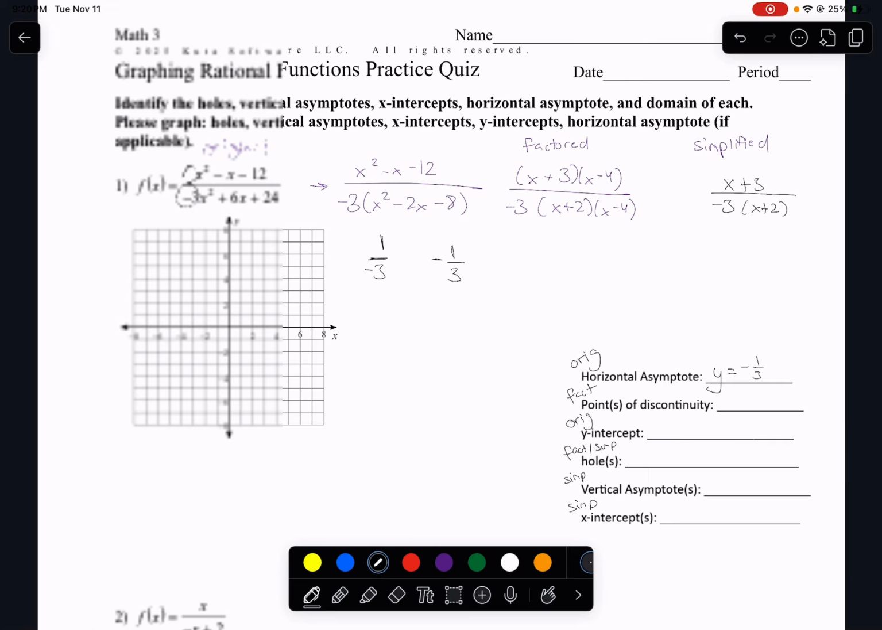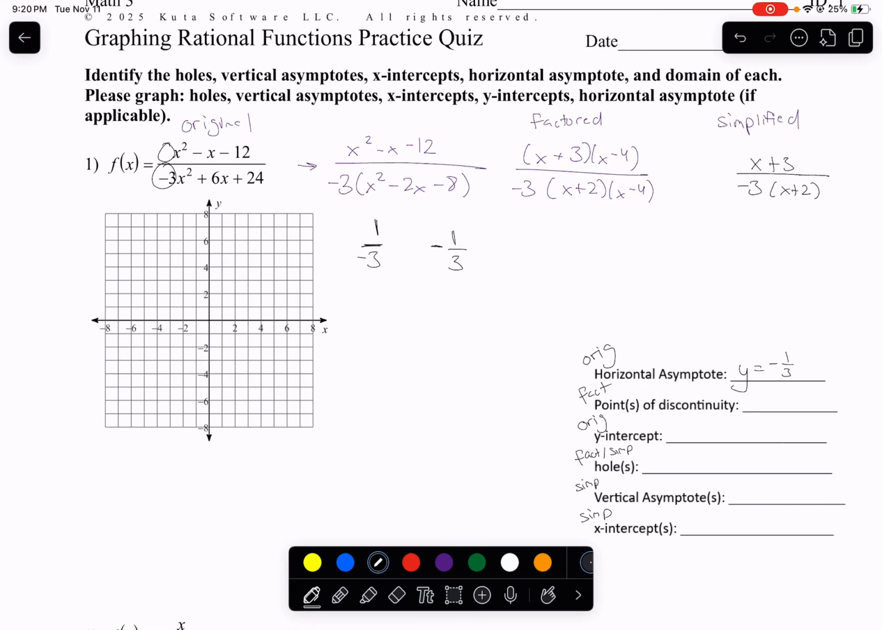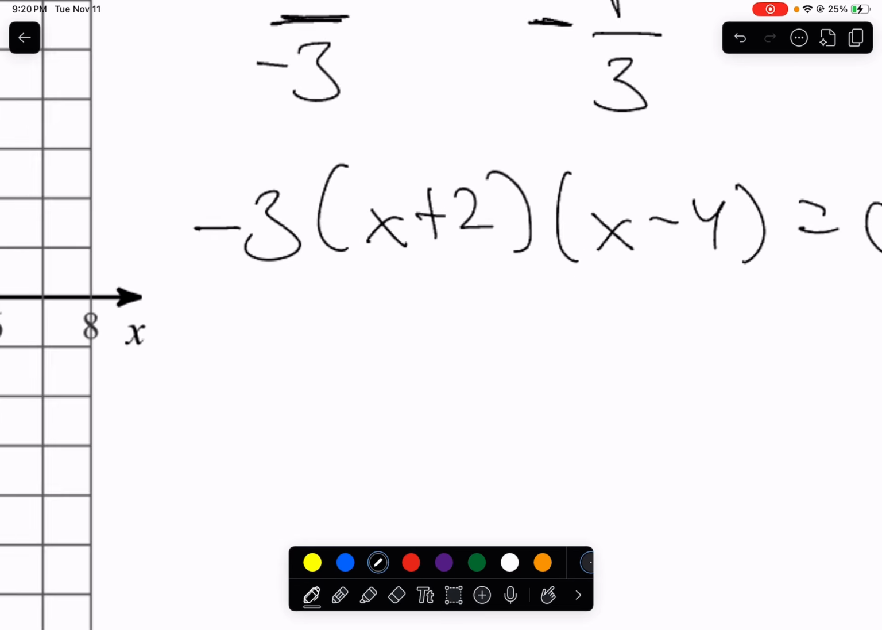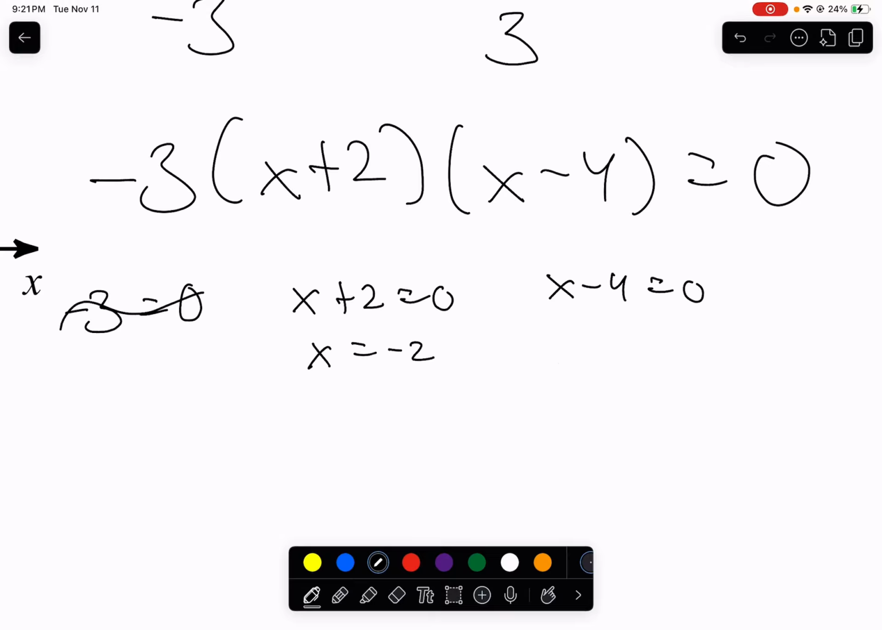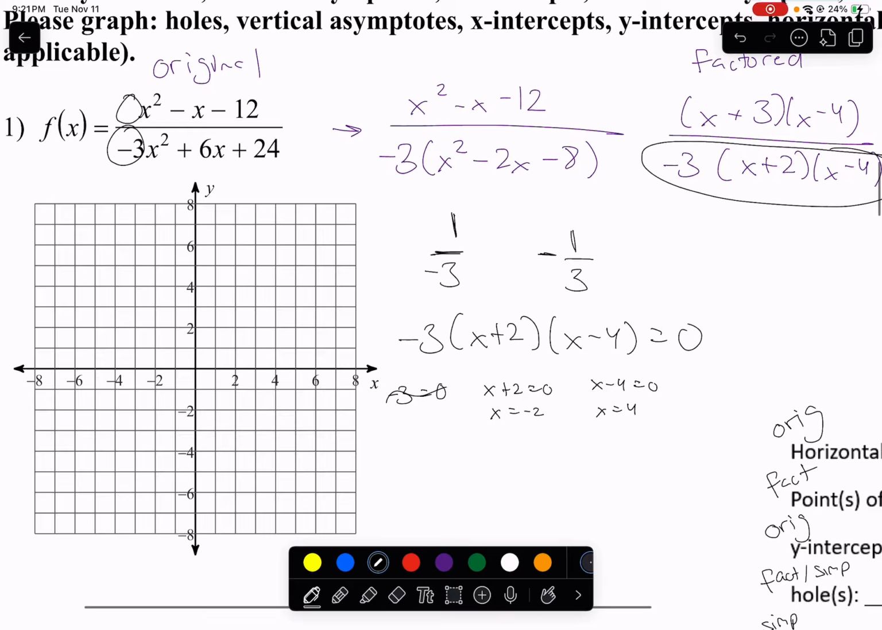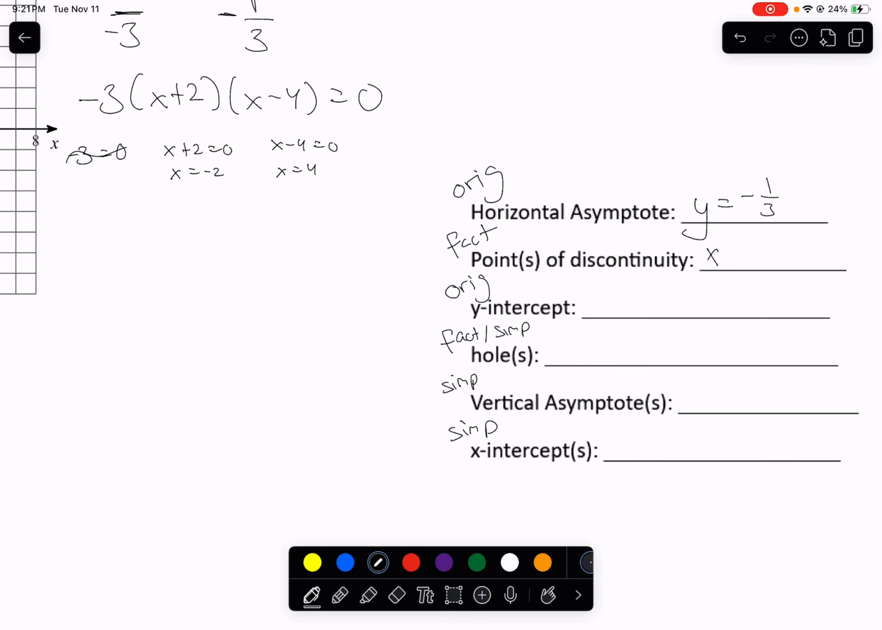Then we've got our points of discontinuity. To find our points of discontinuity, you're going to set the denominator of the factored form equal to 0. So I've got negative 3, x plus 2, and x minus 4 equal to 0. Now, negative 3 doesn't have an x, so I can't set that equal to 0. It doesn't help me out at all. But I can do x plus 2 equals 0. I get that x equals negative 2. x minus 4 equals 0. I get that x equals 4. So my points of discontinuity are going to occur at x equals negative 2 and 4.